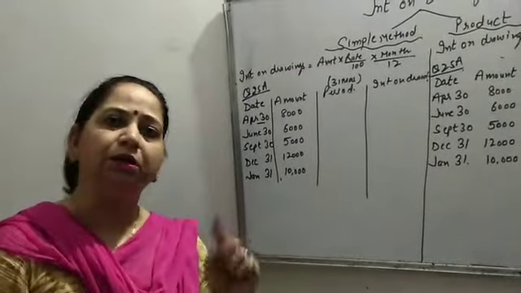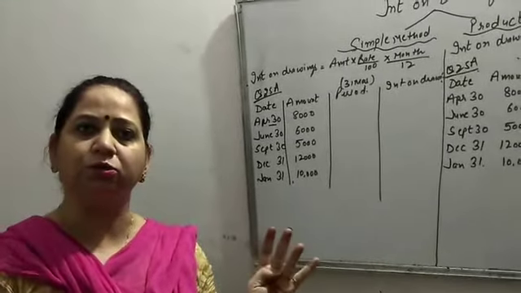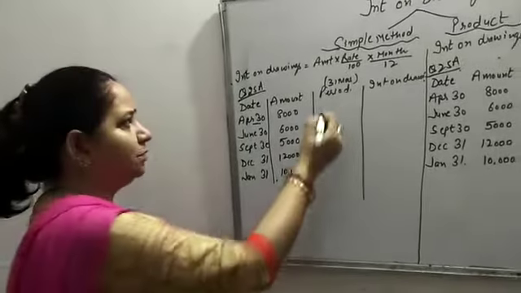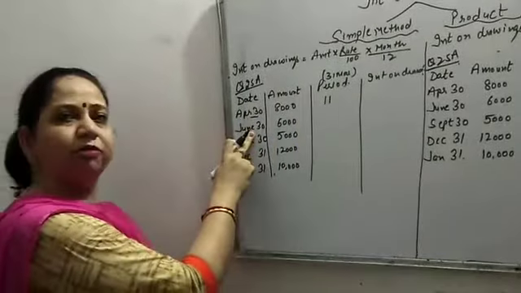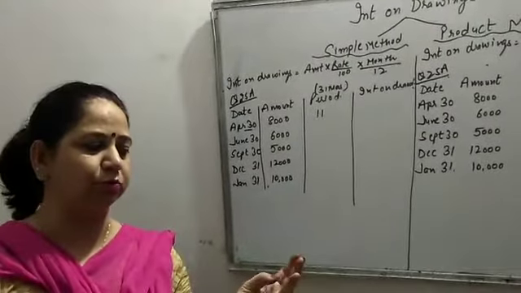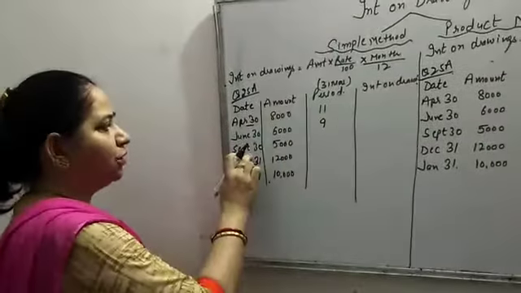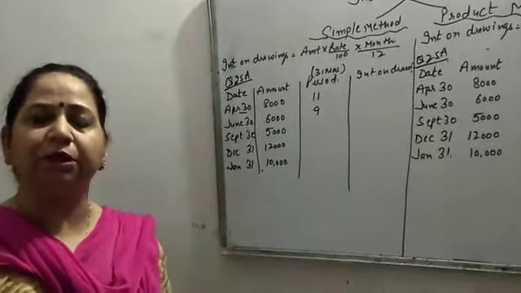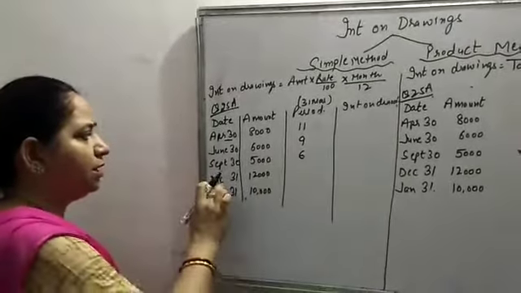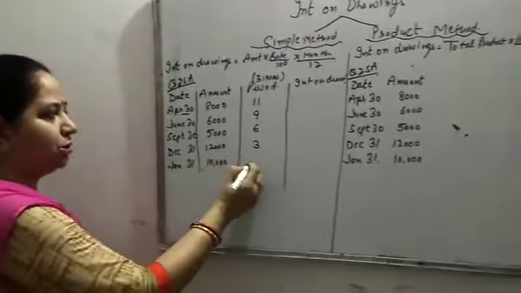From April 30 to 31st March: April has gone, then May, June, July, August, September, October, November, December, January, February, March, so 11 months. In the same way, from June 30th to 31st March: July, August, September, October, November, December, January, February, March, 9 months. From September 30 to 31st March: October, November, December, January, February, March, 6 months. After December 31st: January, February, March, 3 months. After January 31st: 2 months.